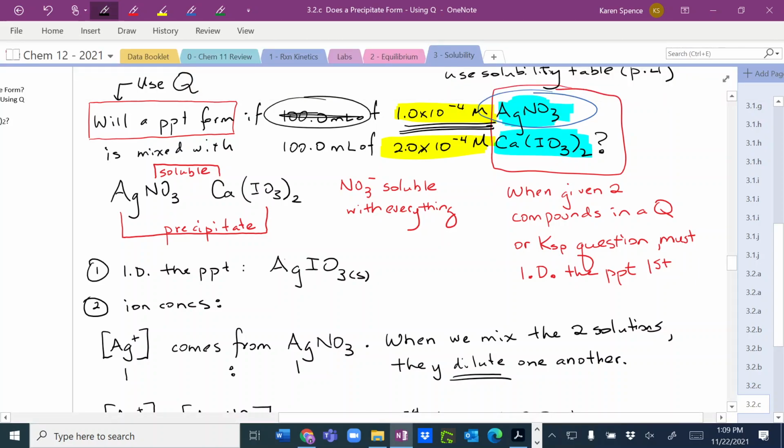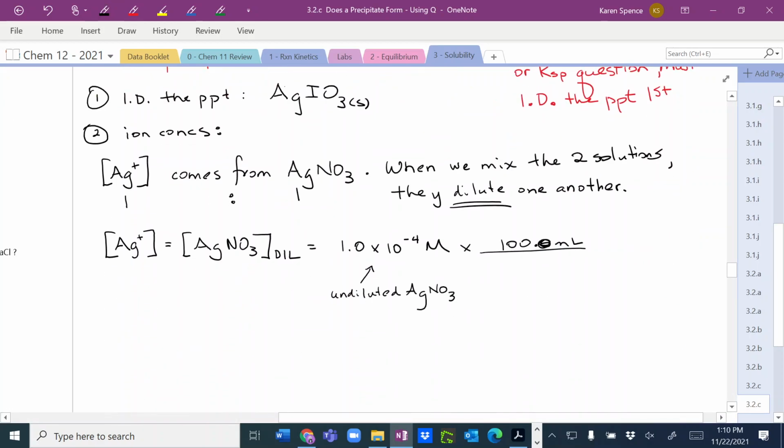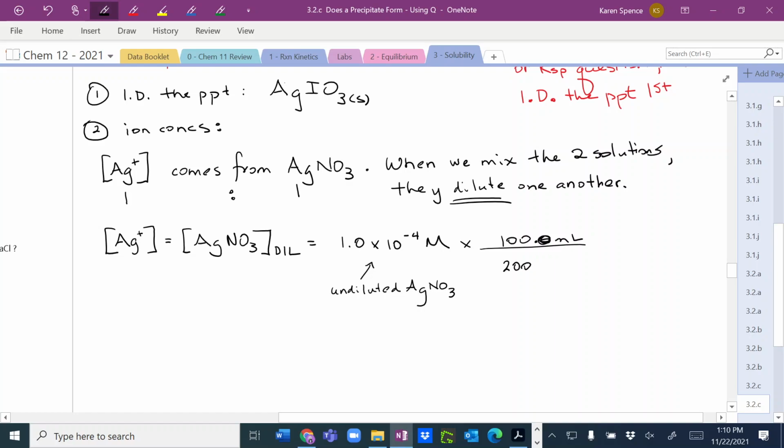We have mixed two solutions, each of which is 100 milliliters. So our new volume is going to be 200 milliliters. We follow that? 100 and 100 gives us 200. So our new volume is 200.0 milliliters.